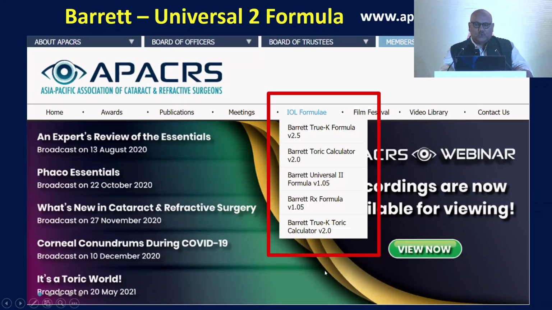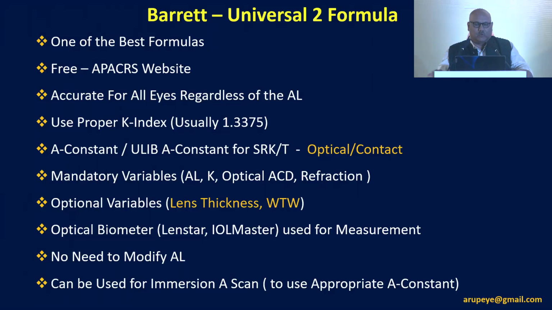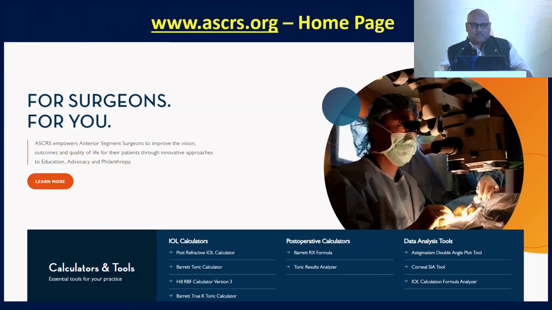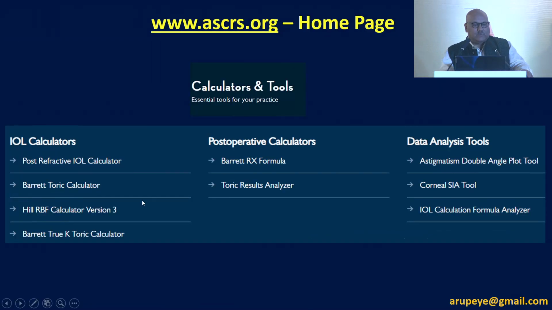And then Barrett TrueK formula and Barrett TrueK toric calculator for post-refractive surgery eyes. So all your IOL power requirements can be satisfied by the Barrett suite of formulas. And the Hill RBF formula, of course, is an artificial intelligence-based formula. It is available on Warren Hill's website. It is also available at the ASCRS website. You have the Hill RBF version 3.